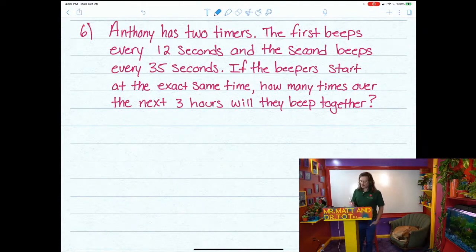So first let's find the LCM. We have 12 and we have 35. 12 can be broken down into 3 times 4. 3 is prime, so we can circle it and stop. 4, however, can break down into 2 times 2.